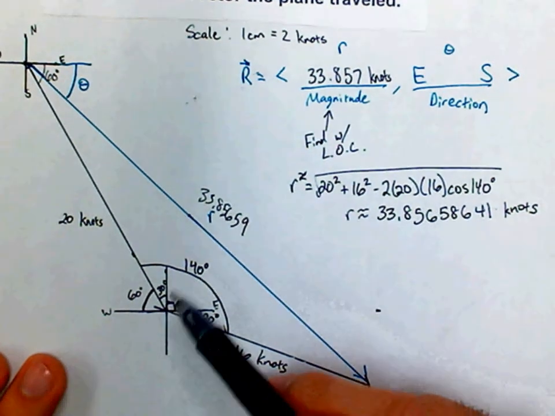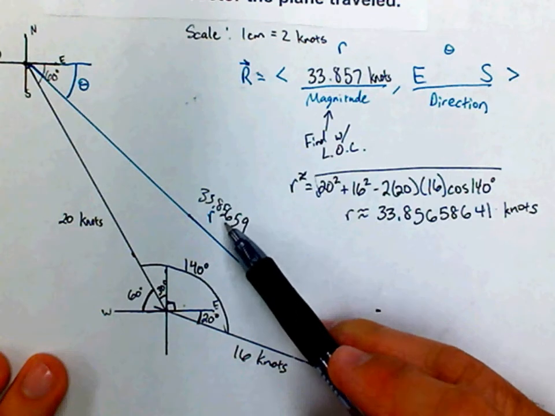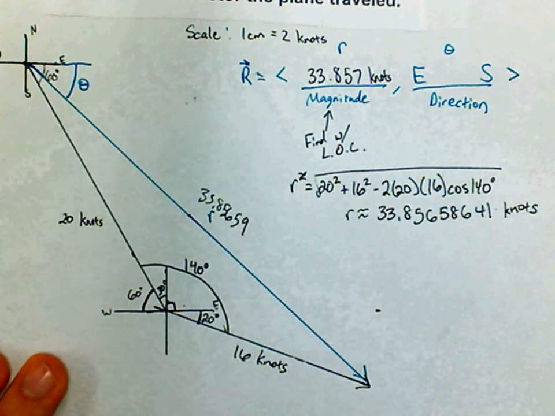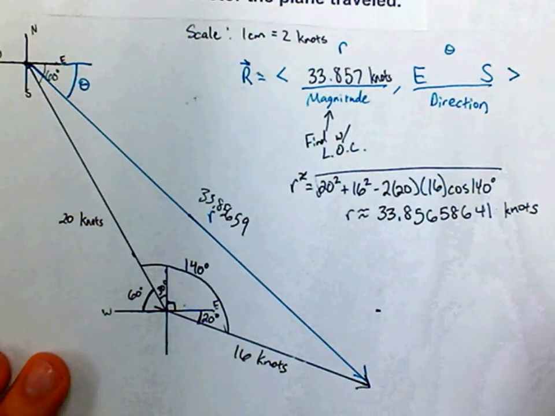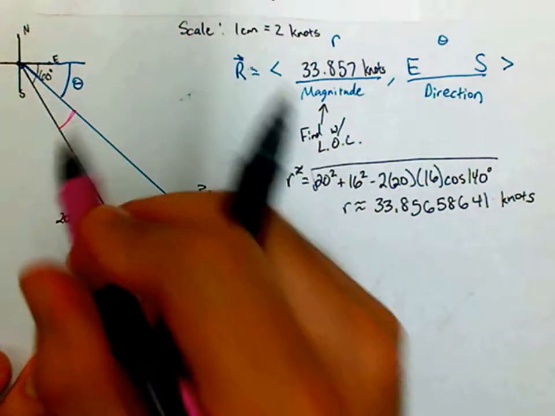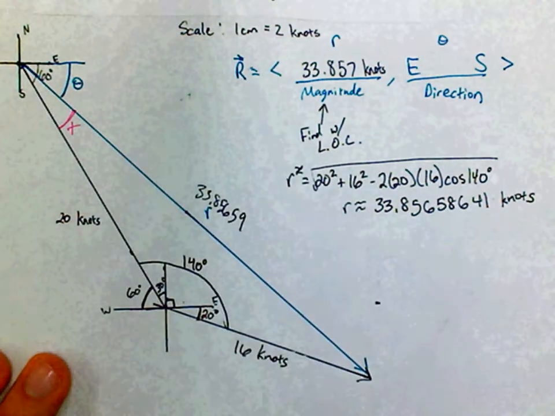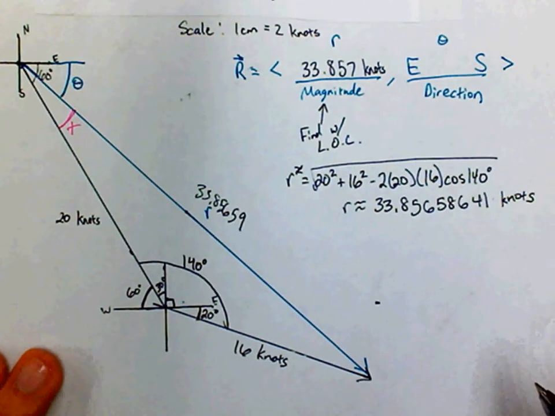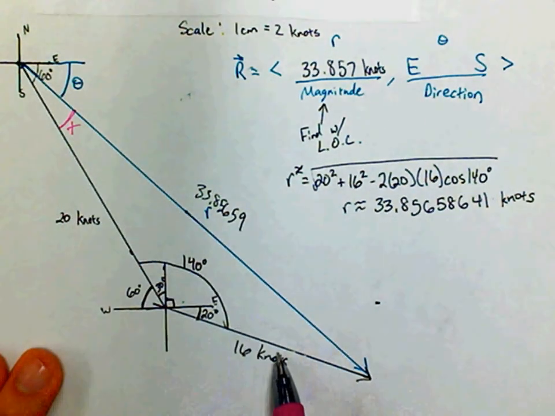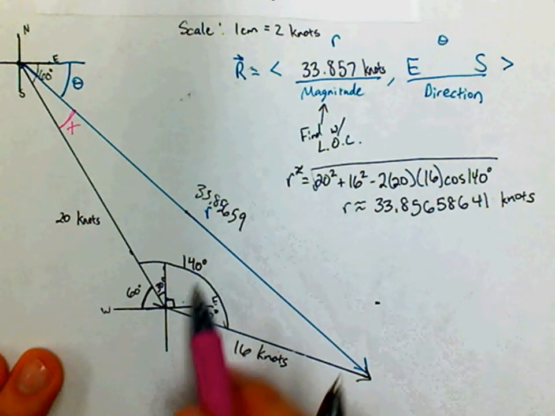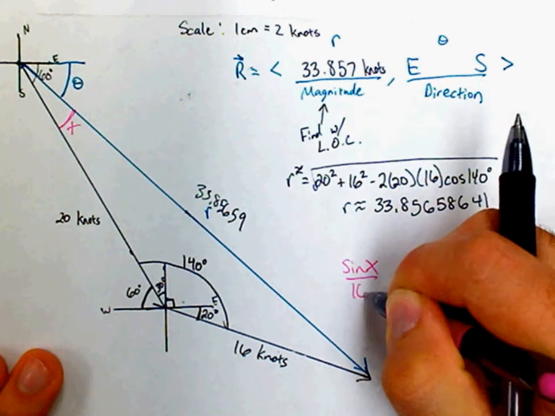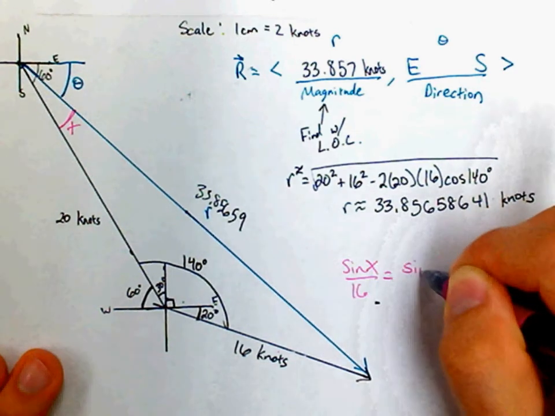So now I want theta. Well, theta is not in the triangle. This angle is. Let's give that a name. I'm going to call it x. We haven't used x yet. I could find that angle using the law of sines. I know the opposite side, and then I know this opposite pair. I could say sine of x over 16 equals sine of 140 divided by that number I just found.